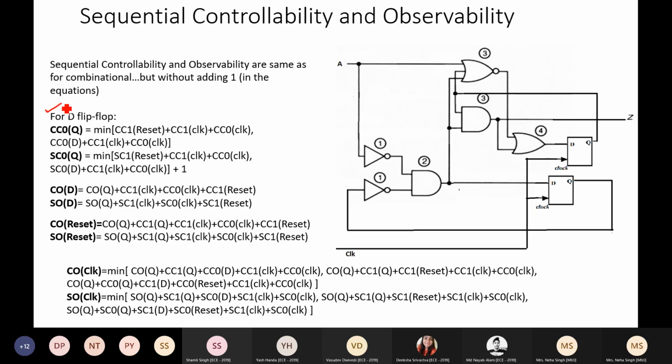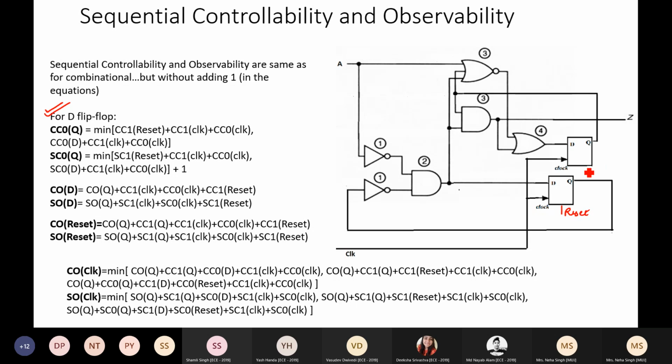Additionally, we have the D flip-flop for the sequential circuit. So let's see how to find the controllability of the D flip-flop. The controllability for 0 to be set on Q: when will 0 come on this Q? One thing is that all of them have a reset.